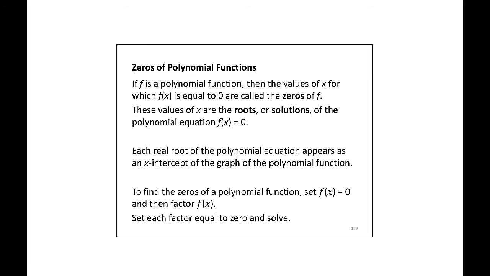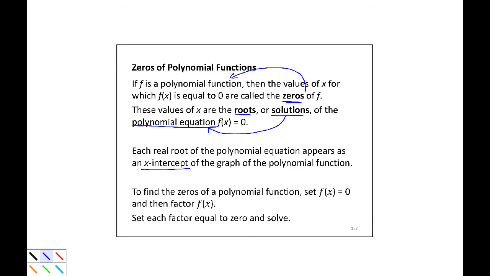are called zeros. Those are called zeros if they make the function equal to 0. These values of x are called roots or solutions of the polynomial equation. So we have zeros of a function, but solutions of an equation. Now, each real root of the polynomial equation appears as an x-intercept of the polynomial function. That should make a little bit of sense, but you might want to process that.